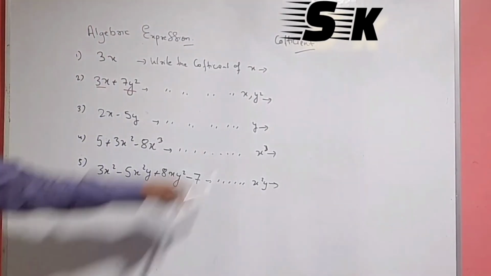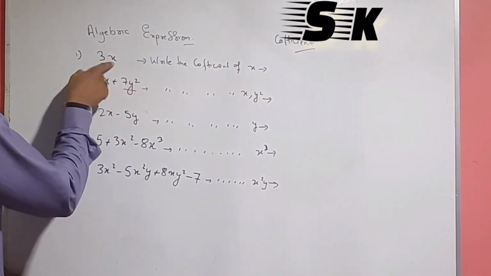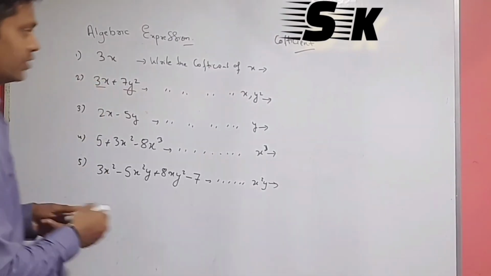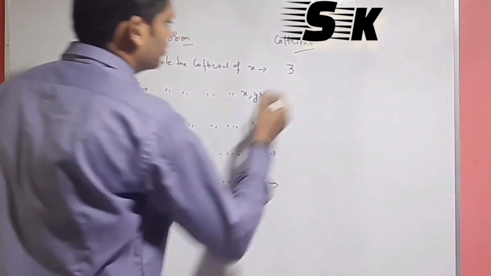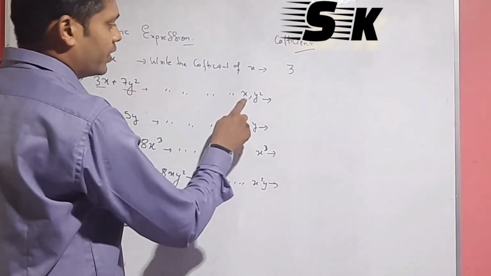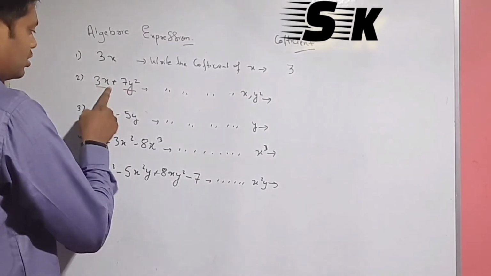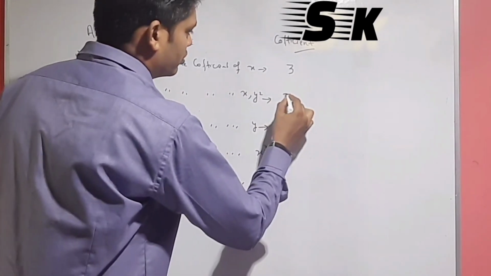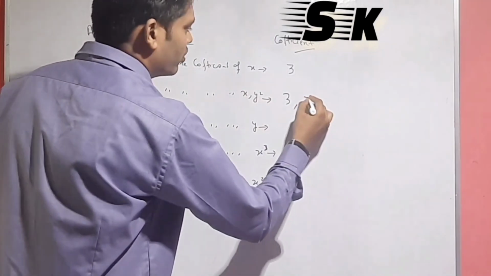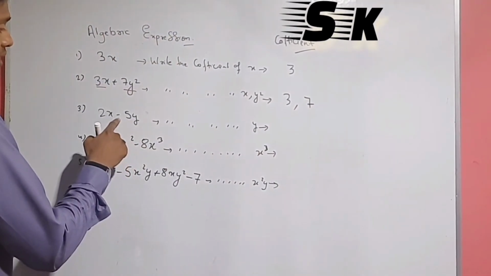So here x is there. What is the coefficient of x? The numerical part including the sign: the sign is plus and the numerical part is 3. So the answer will be just 3. No need for the plus sign. Then for y square, first you will see x and y separately. X is 3 with a plus sign. For y square, plus 7, you can write plus 7 or only 7. Same thing for y: the minus sign is there, so minus 5.